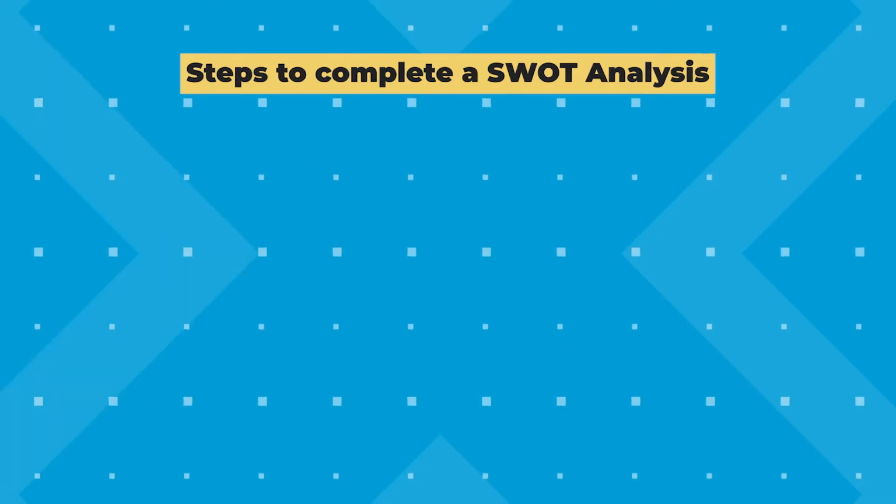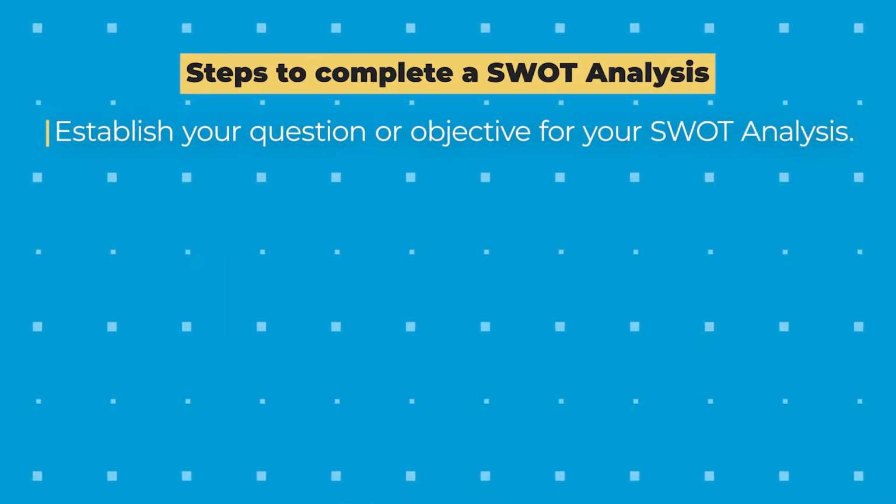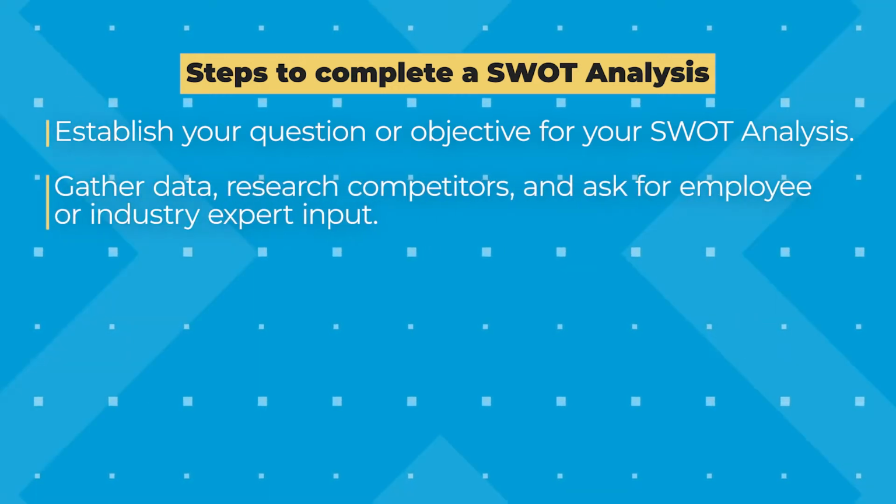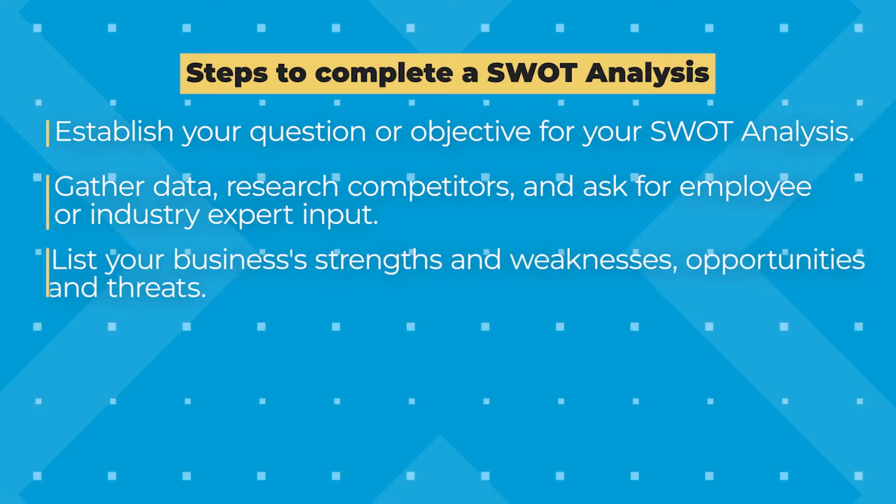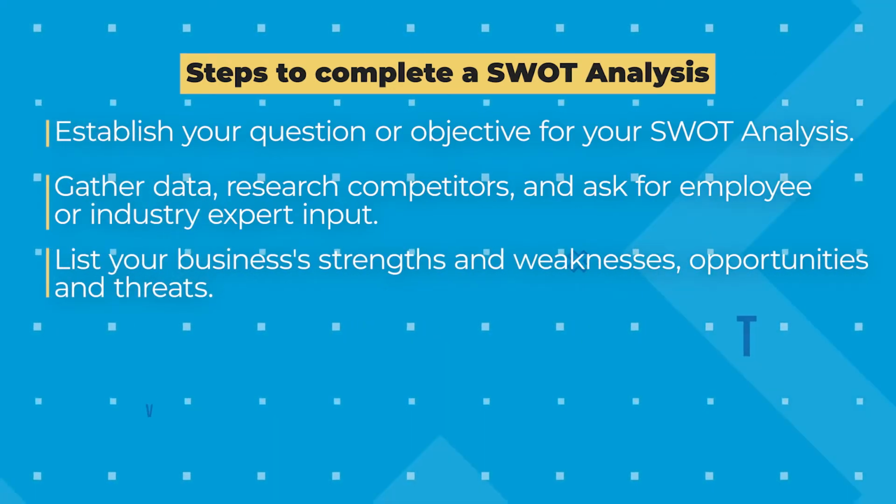A SWOT analysis can be intimidating and confusing, so I recommend breaking it down into categories and focusing on one at a time. Here's the order in which I typically complete a SWOT analysis. The first step is to establish your question or your objective for your entire analysis. The second is to gather data, research competitors, and ask for employee or industry expert input. The third step is to list your business's strengths and weaknesses, opportunities, and threats, or actually filling out the quadrants.